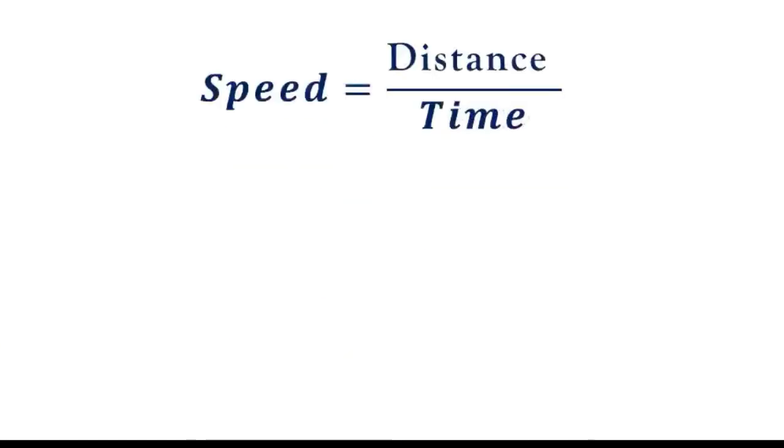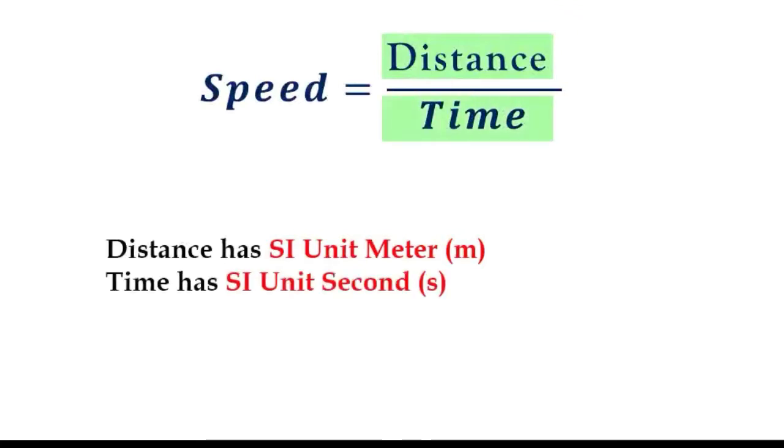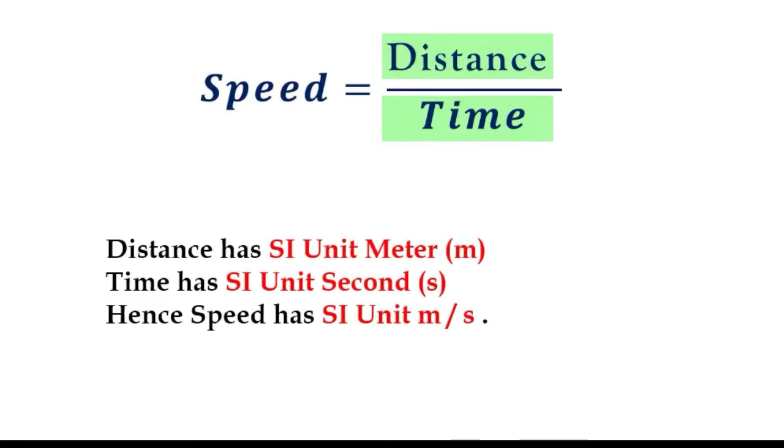Next, speed is given by the formula: speed is equal to distance divided by time. If the distance is measured in meters and time is measured in seconds, then we can say that speed has the SI unit meter per second.